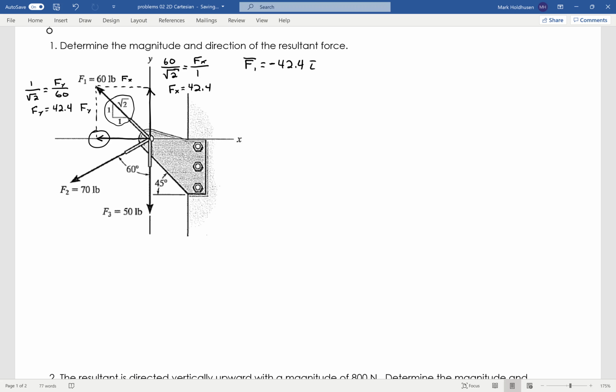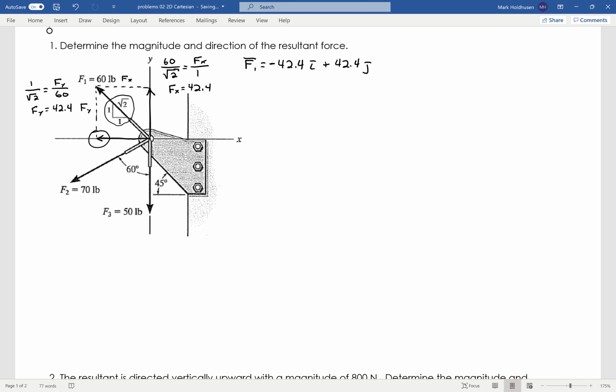Whereas my y component is up, so that'll be plus 42.4 in the j direction, where j is the unit vector in the y direction, so it has a magnitude of 1 in the direction of y. So that's how we write a vector in Cartesian form. That would be negative 42.4i plus 42.4j. That means it's to the left 42.4 and up 42.4.